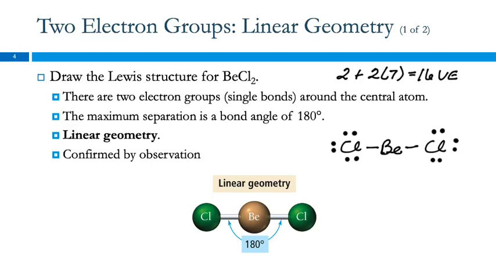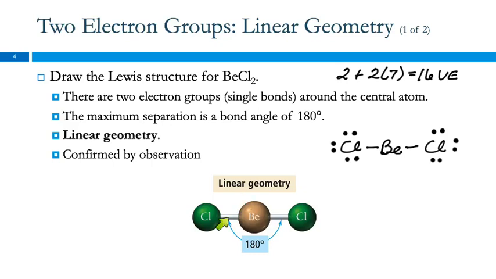Okay, so now we're going to look at that central atom, here the beryllium, and ask ourselves how many electron groups are attached to it. 2. It is just counting: 1, 2. A single bond is a group, and this single bond is a group, so 2 groups.